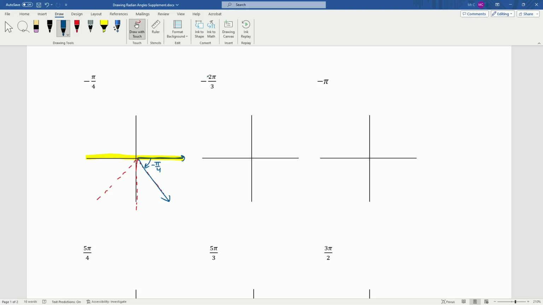Okay, so another negative angle, -2π/3. Okay, so same idea. We're looking at our angle pi, and we want to divide it up into thirds. And since we're starting from the positive x-axis and going clockwise because the angle is negative, my thirds are going to look roughly like this. Just take that yellow line, divide it into 3 roughly equal pieces, and now we're going to rotate clockwise through 2 of them. That's 2/3 of pi. So this is -2π/3.